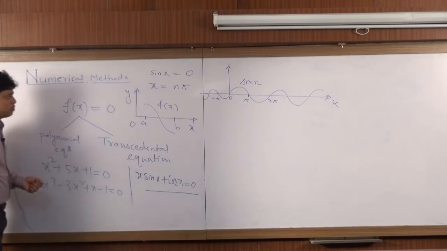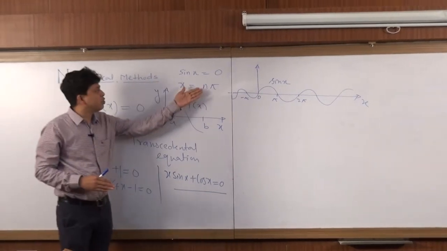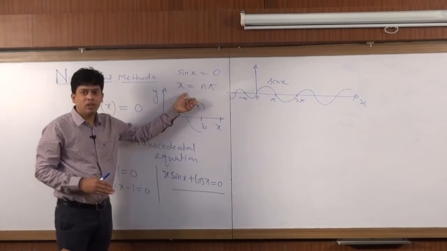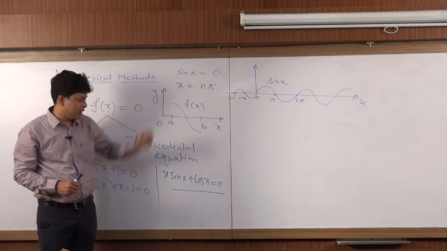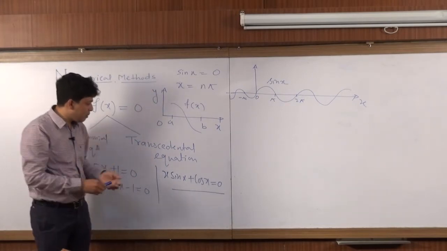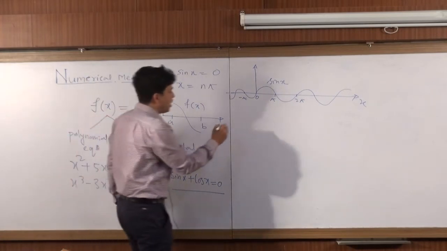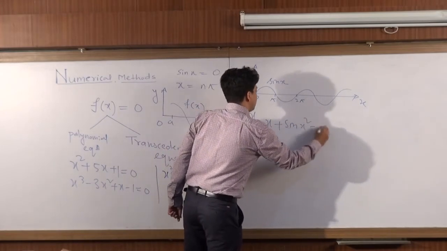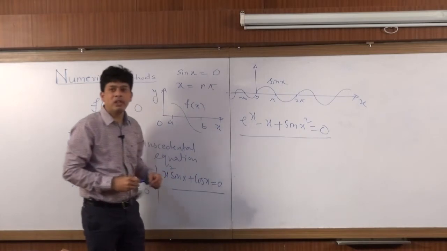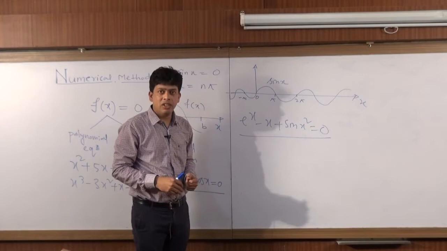It can have finite roots, but our aim is how to find these roots. We have analytical methods to find the roots for sin x equal to 0. But if we take x sin x plus cos x equal to 0, we cannot solve it this way. There are many other types, like x square sin x plus cos x equal to 0, or e to the power x minus x plus sin x square equal to 0. This type of equation is also known as a nonlinear equation. We cannot solve this equation analytically; we have to solve it numerically.